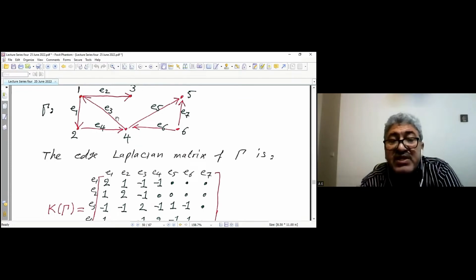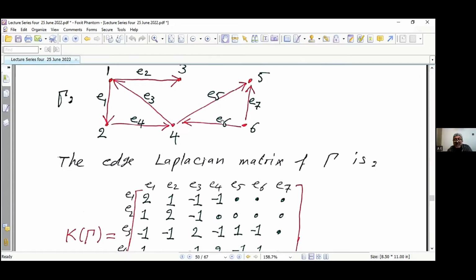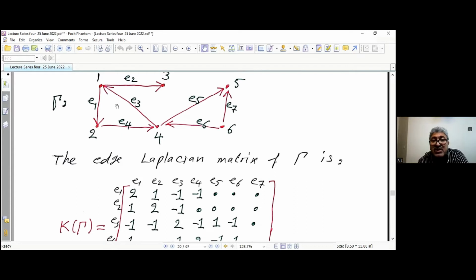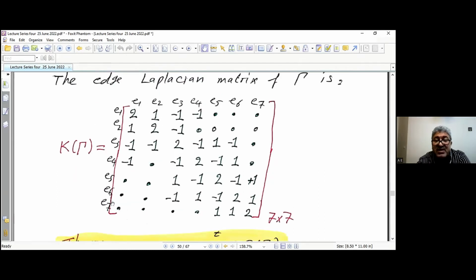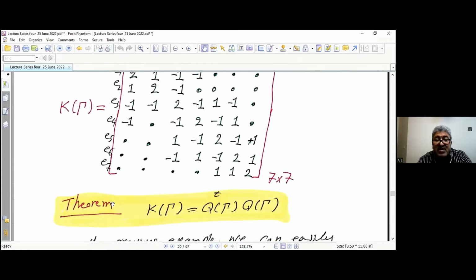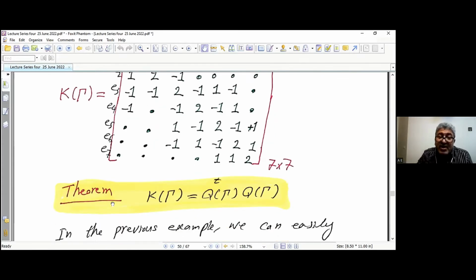E1, E6, again there is no intersection and it's 0. E1 and E7, again it's 0. So by the same method, we can compute all entries of the Laplacian matrix. Now, as you remember, I gave a relation between the Laplacian matrix and the incidence matrix.